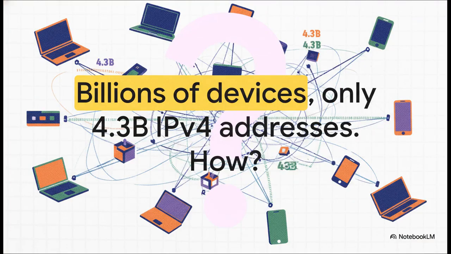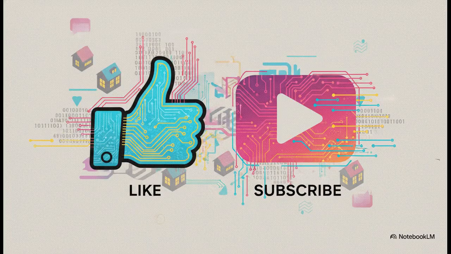But that leaves us with a huge question, a million-dollar question really. The entire IPv4 system only has room for about 4.3 billion unique addresses. Now that sounds like a lot, but think about it. We have way more than 4.3 billion devices in the world today. So how is the internet still working? How have we not completely run out of addresses? Well, that is a fantastic puzzle for another explainer.